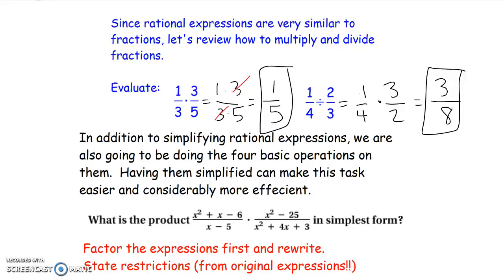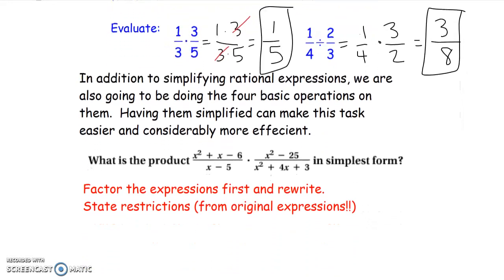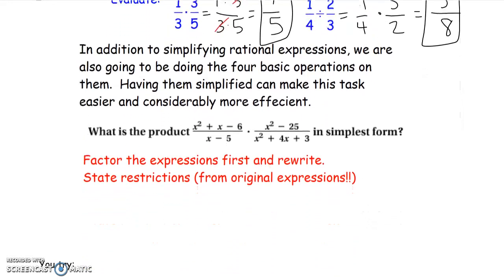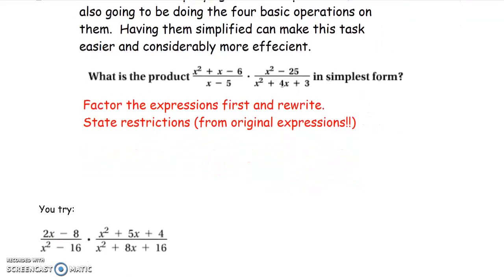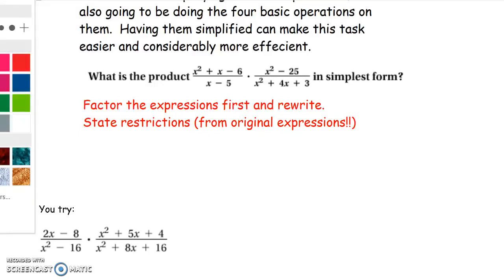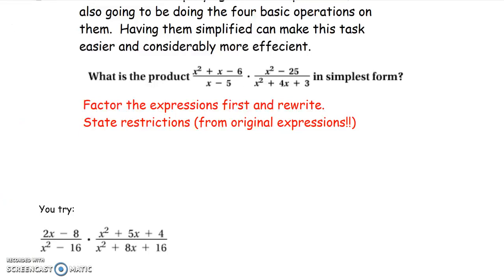When we're simplifying rational expressions, we're also going to be doing addition, subtraction, multiplication, and division, which are the 4 basic operations on them. Having them simplified can make that much easier. So when you're multiplying something like the 2 rational expressions you see below, we first want to factor to see if we can simplify it at all. Since we're multiplying, we multiply straight across the numerator and denominator.